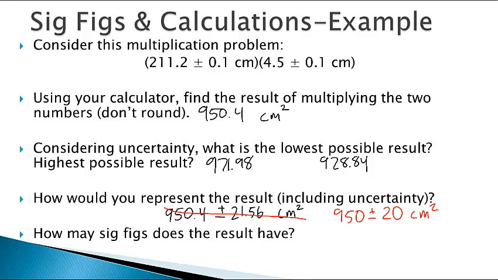All right, so now our answer, how many sig figs does that have? Well, in our answer, what's the only certain value? The 9 and the 5. There's some uncertainty in the 5, but there's always some uncertainty in our last sig fig. So this has two sig figs, the 9 and the 5.